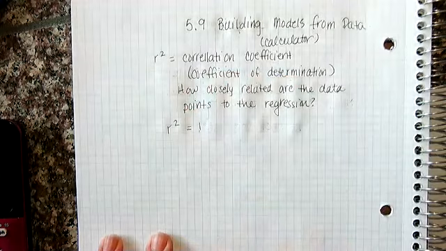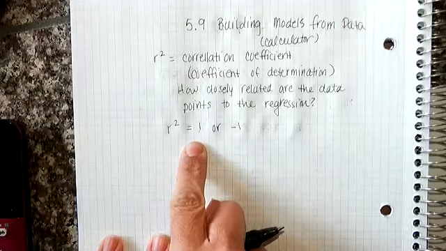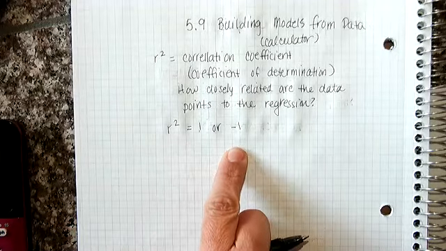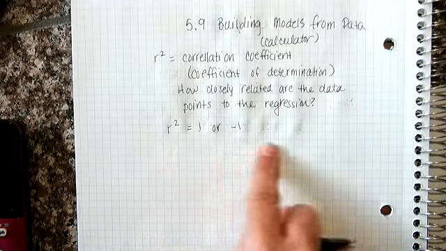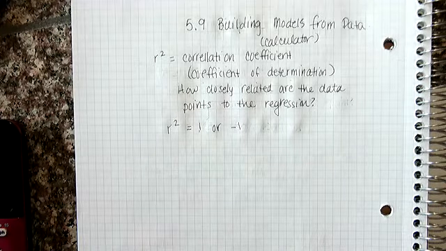The closer to 1 or -1. 1 would be a positive correlation. -1 would be a negative correlation. The closer I can get R squared to 1, the better that means my model fits the data. Where does the model come from? The model comes from your calculator.